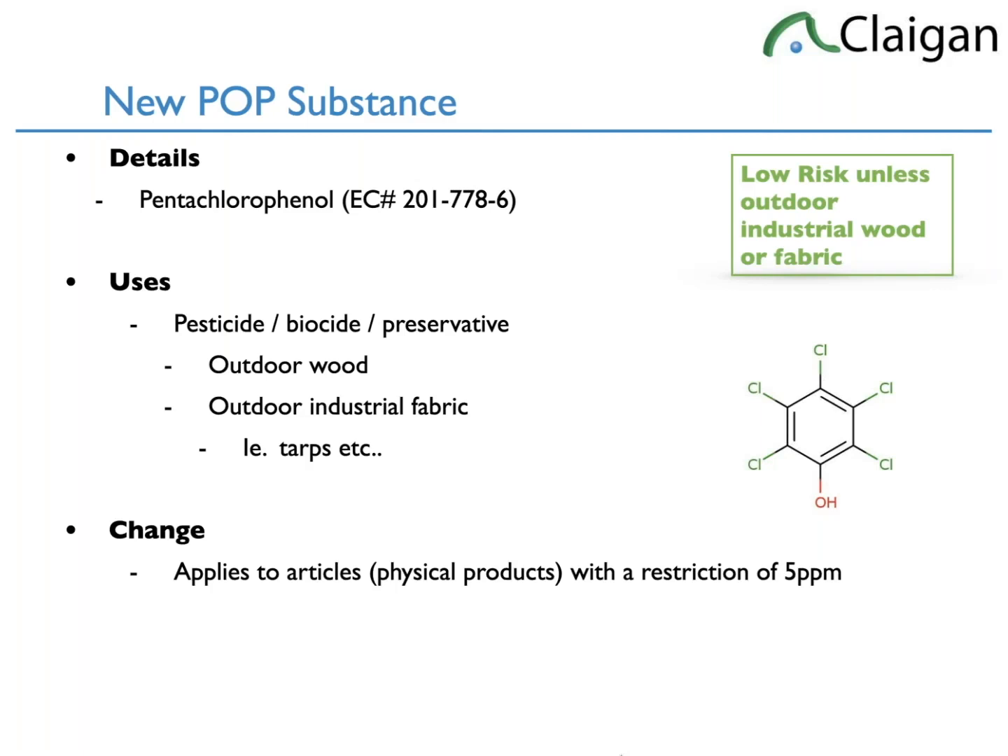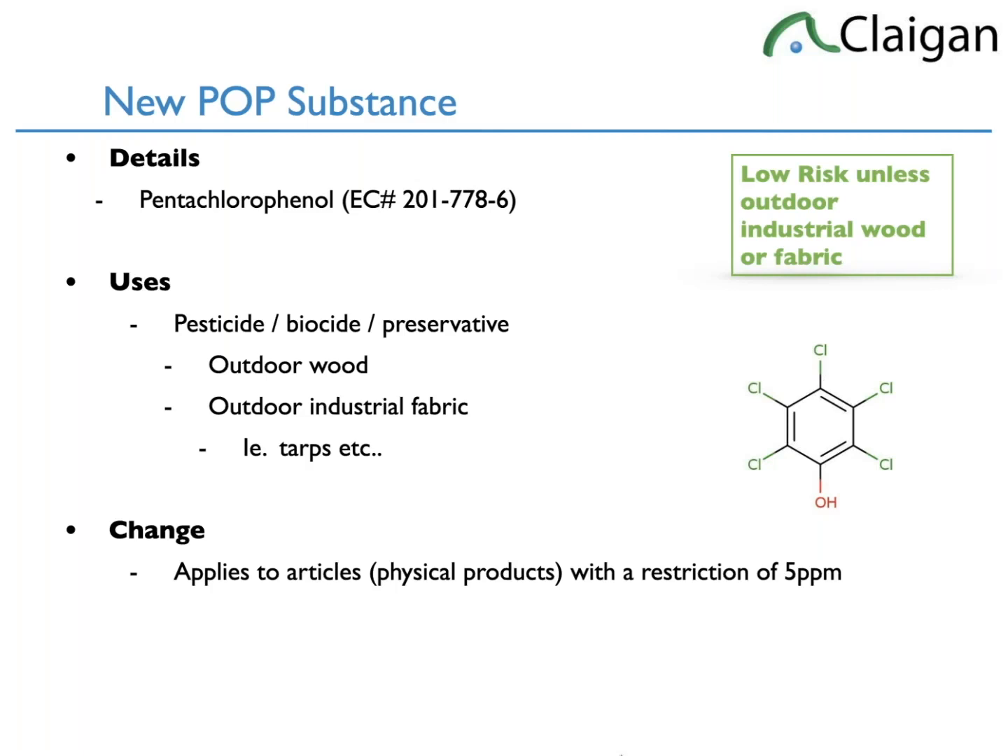POP has been a regulated substance for a couple of years now, but it's been changed a bit to be at 5 parts per million in articles, physical products. This is pentachlorophenol. It's a pretty industrial pesticide and preservative. It's a bug killer for outdoor wood and outdoor industrial natural fiber fabric like tarps and such. It's not going to be in clothing. This is heavily fumigated fabric.